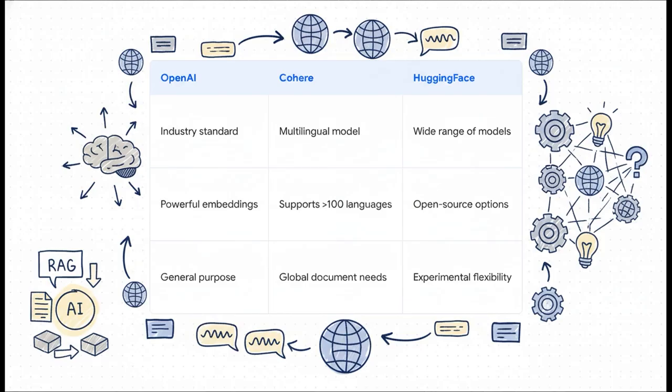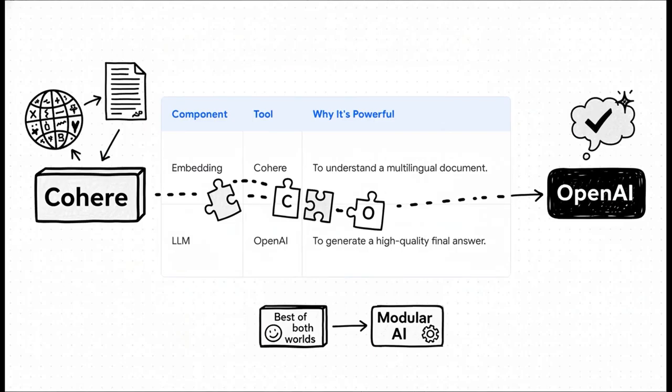But what if your documents are in a bunch of different languages? Well, that's where a model from Cohere would be perfect, since it supports over 100 languages. Or if you just want to play around and experiment, you can tap into the whole world of open source models over on HuggingFace. And the most important point here is that you can combine blocks from totally different companies. For example, you could totally use Cohere's multilingual model to create the embeddings from a document, but then turn around and use OpenAI's GPT 3.5 Turbo to generate the final, polished answer. You really do get the best of both worlds.